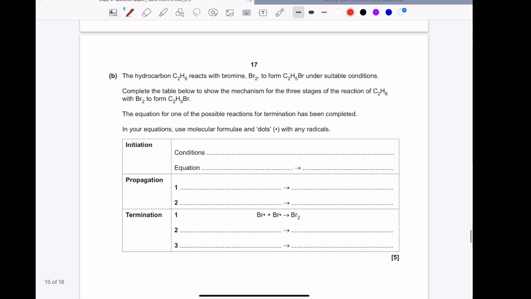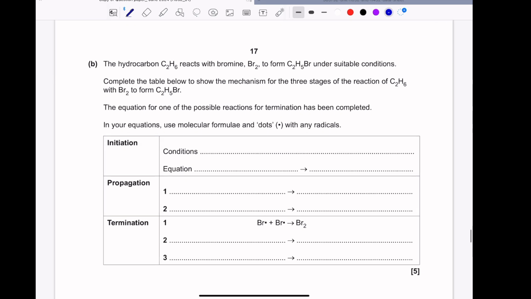Okay, that brings us to question B, which is: hydrocarbon C2H6 reacts with bromine to form C2H5Br under suitable conditions. Complete the table to show the mechanism for the 3 stages of the reaction. With Br2 to form C2H5Br, the equation for one possible reaction for termination has been completed. In your equations, use molecular formulae and dots with any radicals. So this is free radical substitution, that's the mechanism for this. And the condition required for the initiation step is UV light.